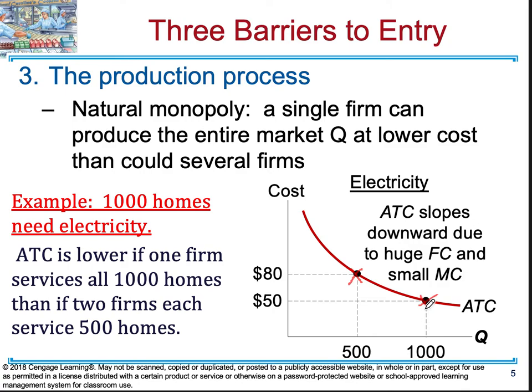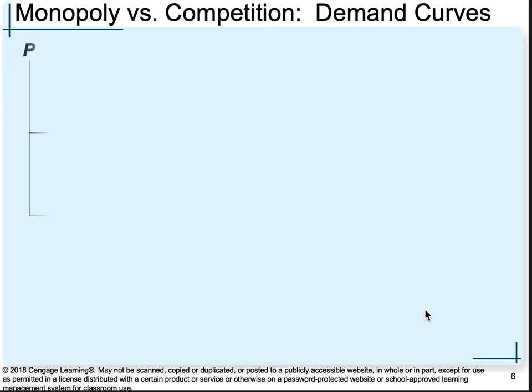So for example, most utility companies are natural monopolies. The government gives them access to this monopoly status because it's much easier to have one electrical company because they only have one electrical grid that they need to set up compared to having two in the same exact city. So in here, average total cost if one firm services all 1,000 homes is less than if two firms service 500 homes. So in this case, it's much more beneficial just to have one.